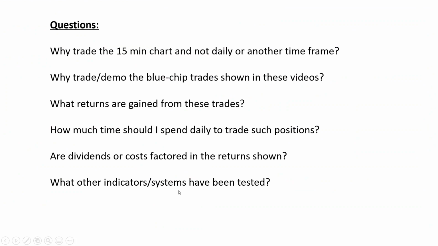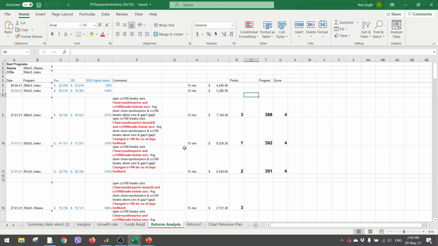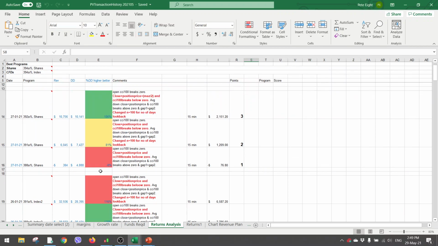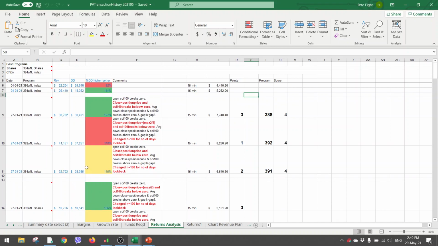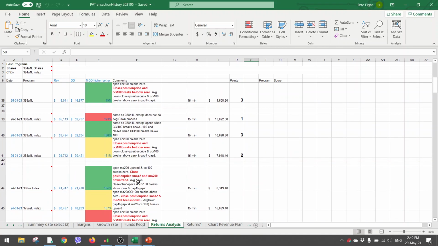What other indicators systems have been tested? Now, I've also tested many other systems, including the stochastic indicator, the RSI, multiple moving averages, etc. Without getting into the detail, I've tested many programs using many different types of indicators. I'm not going to go into the detail because it's too time consuming for the sake of this video, other than to say that what I've found is the CCI 100 and the strategy that I'm using.